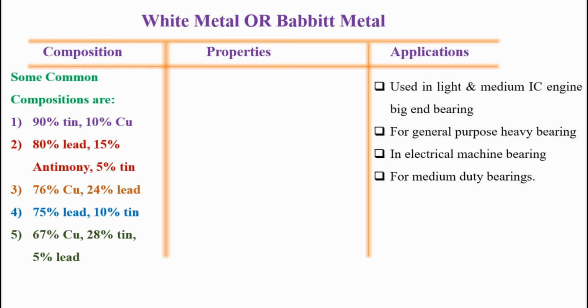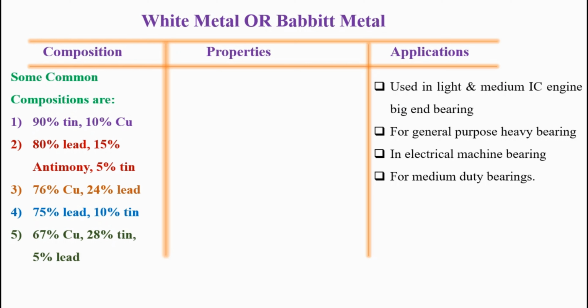The second example of white metal composition contains 80% lead and 50% antimony and 5% tin. The third one contains 76% copper and 24% lead. That is why it is called lead and tin base. Then the next contains 75% lead and 10% tin. And the last one contains 67% copper, 28% tin and 5% lead. So all these 5 different compositions are mentioned here.